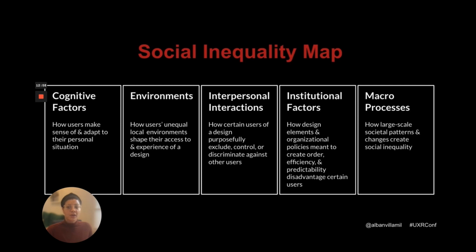So for example, cognitive factors. How do users make sense of and adapt to their personal situation? How are users' unequal environments shaping their access and experience of a design? How do users of a design purposely exclude, control, or discriminate against other users? How do design elements and organizational policies perhaps disadvantage certain users? And how do large-scale societal patterns and changes create social inequality?